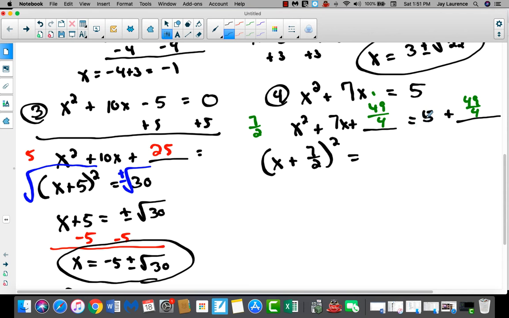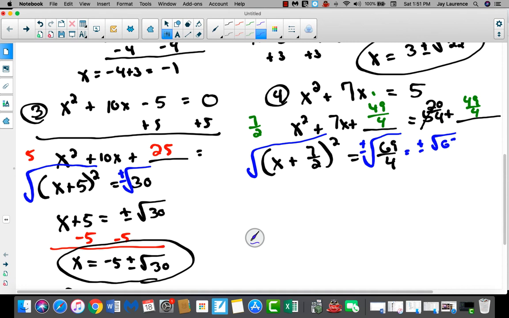This one here, I'm going to rewrite. So that's not a 5. I'm going to rewrite them so they're like terms. I'm going to call it 20 fourths. And then I'm going to combine like terms, and so I'm going to have 69 fourths. Okay? Now watch this. I'm going to take the square root of both sides. What you may not realize is that is the same as taking the square root of 69 and the square root of 4.